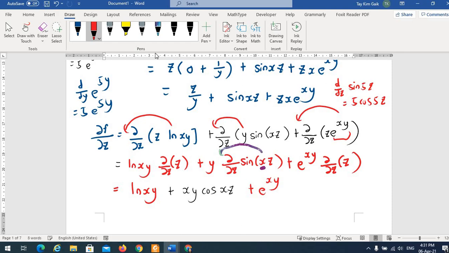You get the answer ln xy plus xy cos xz plus exponent xy. This is for del f del z. So this is for question 1.